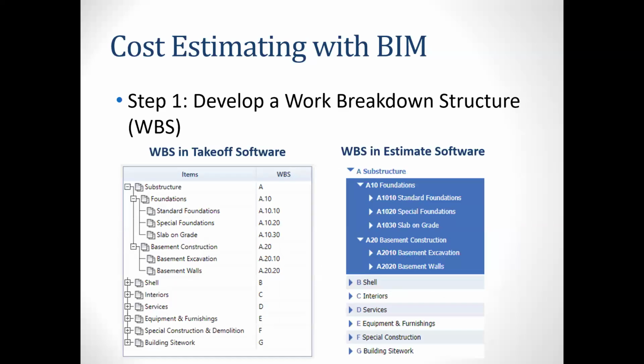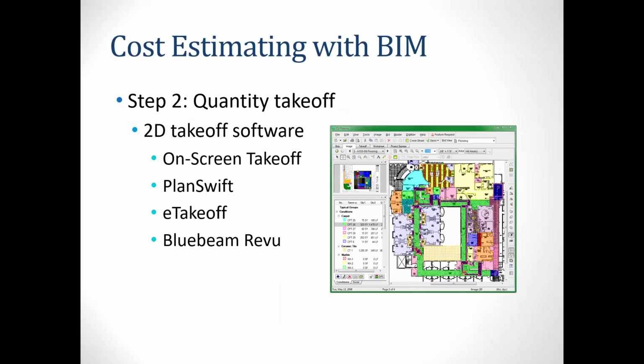So WBS, here is a screenshot from the Navisworks, and you will see it's default with Uniformat, right? So substructure is A, and A10 is foundation, A20 is basement. And if you open B, they have B10, B20, that is one by one, doing detail. So cost estimate with the BIM software.